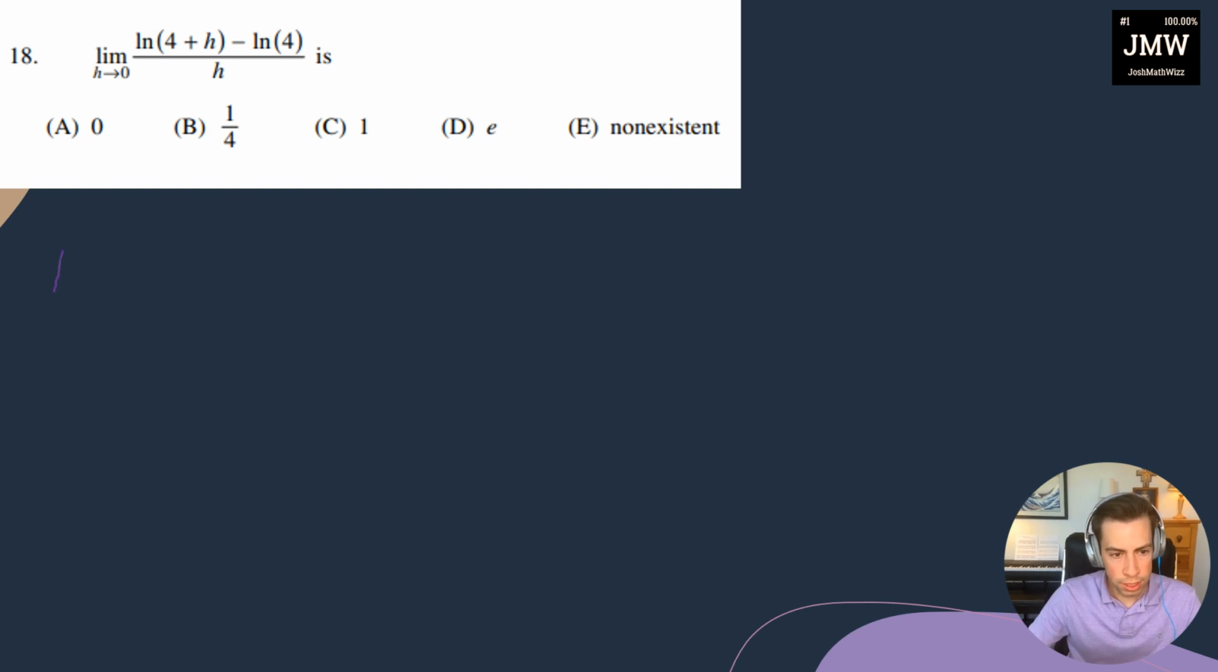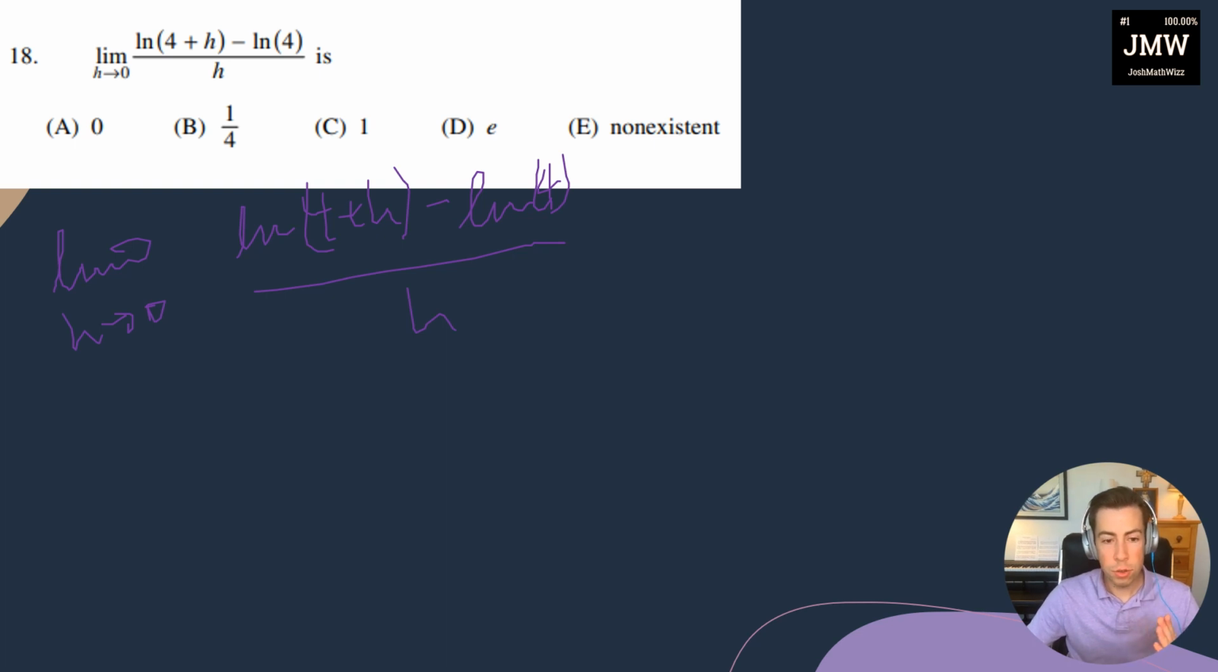So let's go ahead and write it out. As h approaches 0 for the natural log of 4 plus h minus the natural log of 4, divided by h. Okay, now if I do a direct substitution, what happens? Well, let's just try it. So the natural log of 4 plus 0 minus natural log of 4, divided by 0.